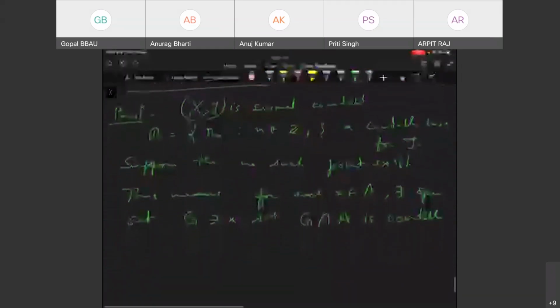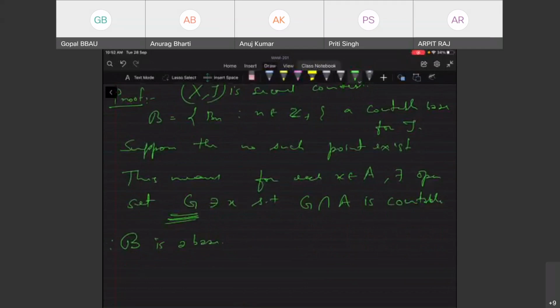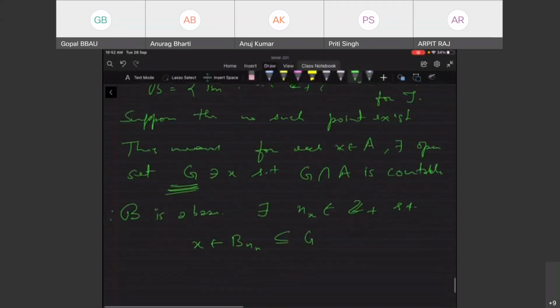Now you see we have this B as a base. And here is this open set G. Since B is a base, there exists some B_x, with n_x in Z plus, such that x is in B_x and it is contained in G. Correct? And since G intersection A is countable, this implies B_x intersection A is countable.